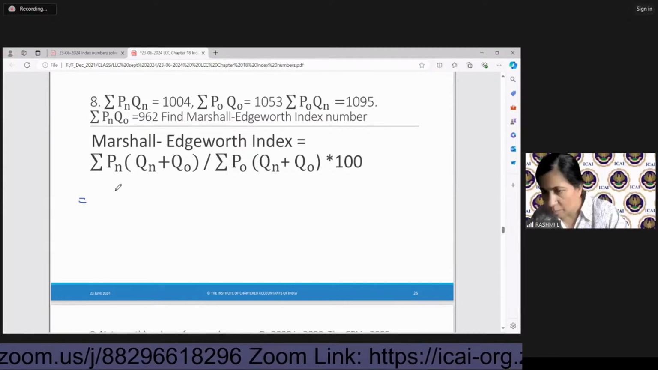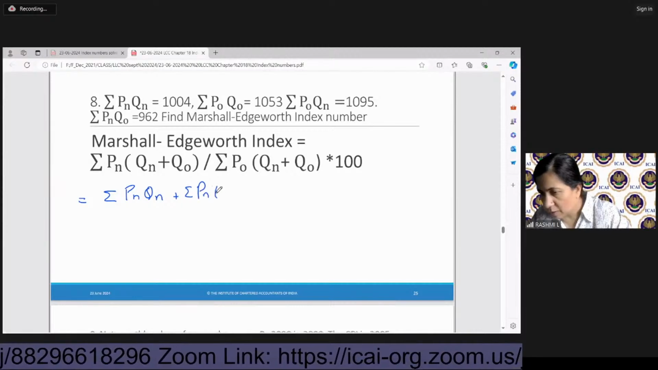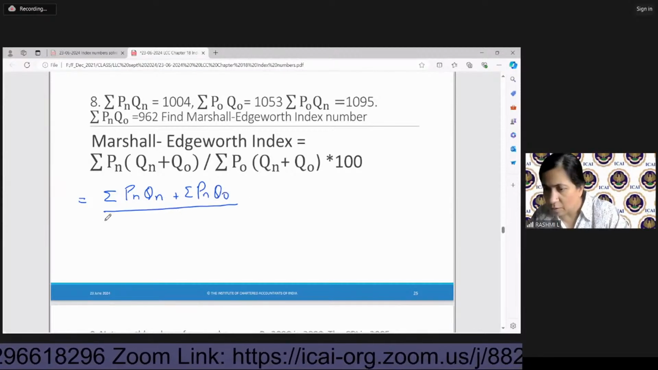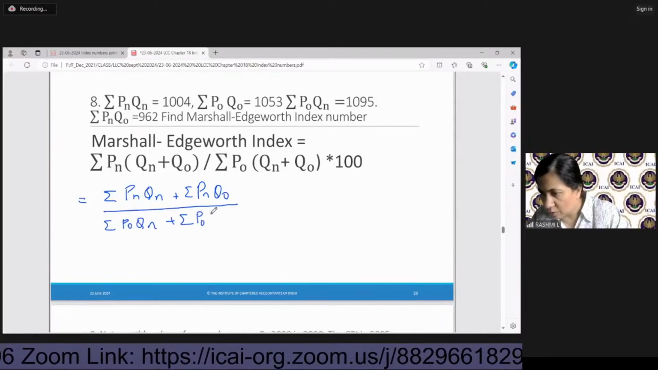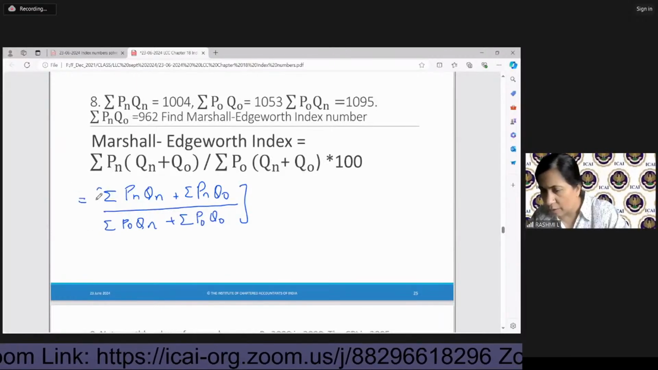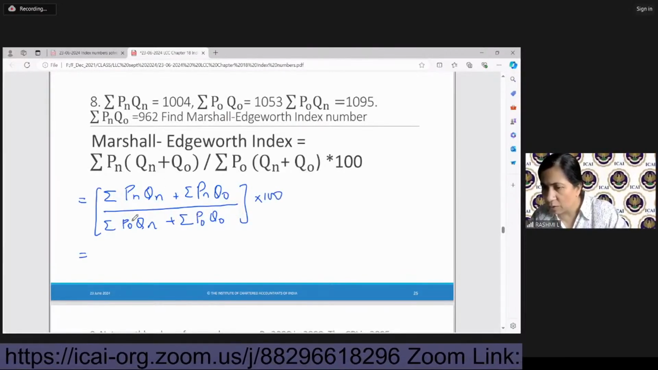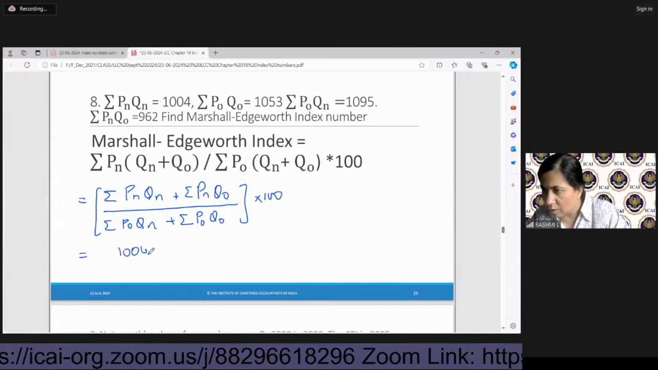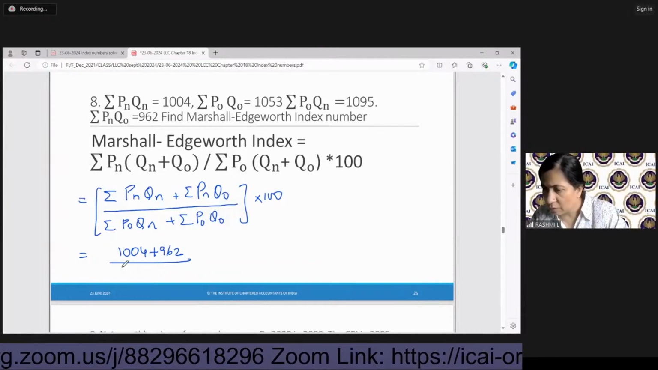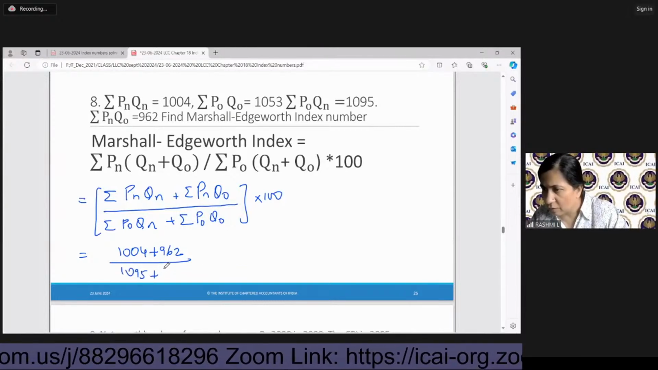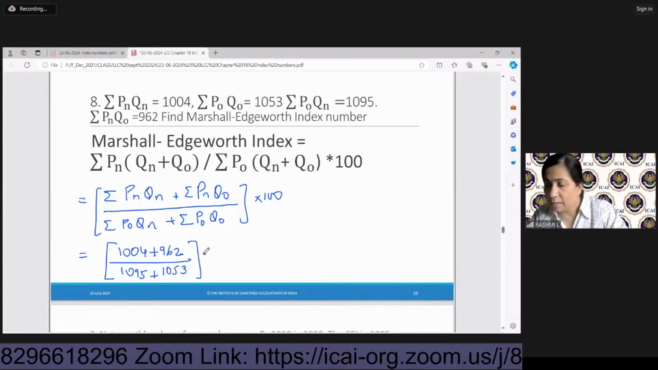So now this will become summation PnQn plus summation PnQ0 upon summation P0Qn plus summation P0Q0, the whole thing into 100. Okay. Now how much is PnQn? PnQn is 1004 plus 962 upon P0Qn 1095 plus 1053. So can you first add and then divide?